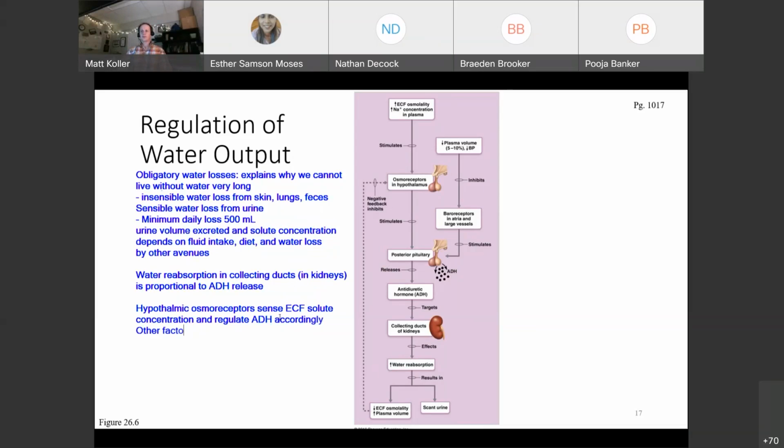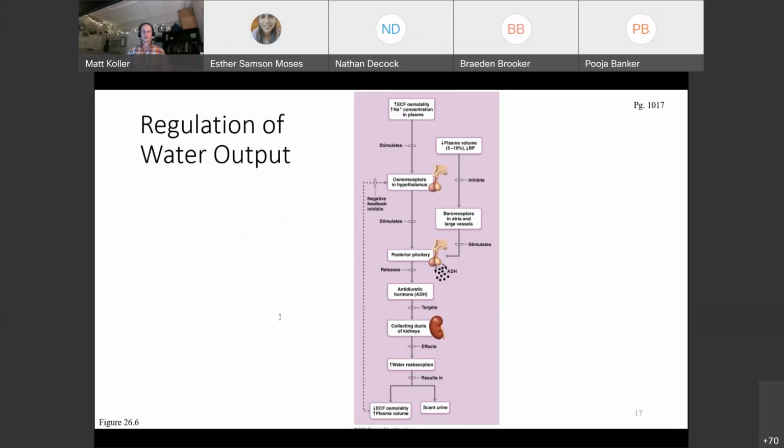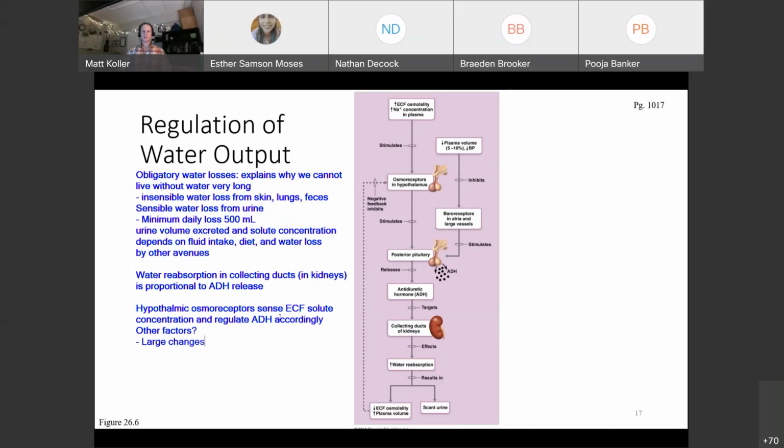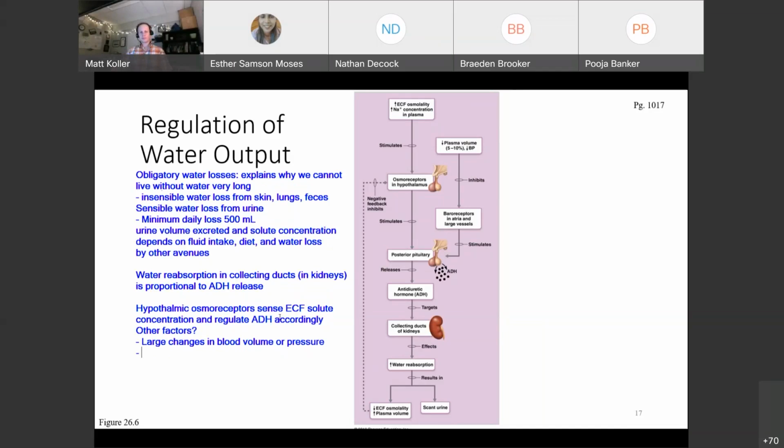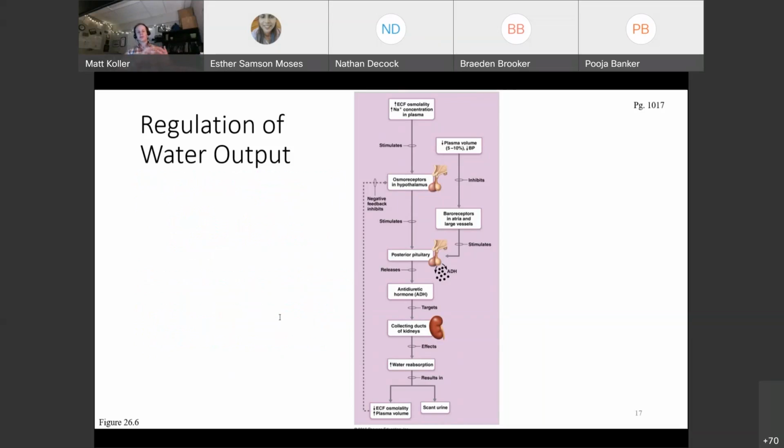And then other factors that can affect this, well, you may get large changes in blood volume or pressure, okay? So if you have a decrease in blood volume, you're going to release more antidiuretic hormone to retain fluids, right? So a decreased blood pressure will cause increased antidiuretic hormone, which will cause increased retention. Decreased blood pressure or volume also could be caused by intense sweating, so exercising in a hot, humid environment, vomiting, so if you have a stomach bug, or diarrhea, right?